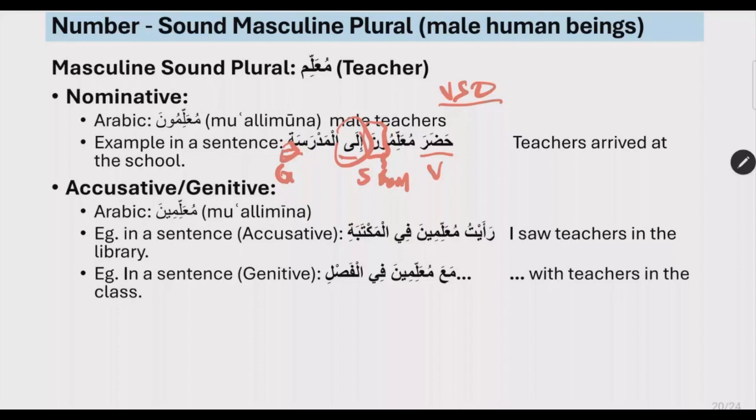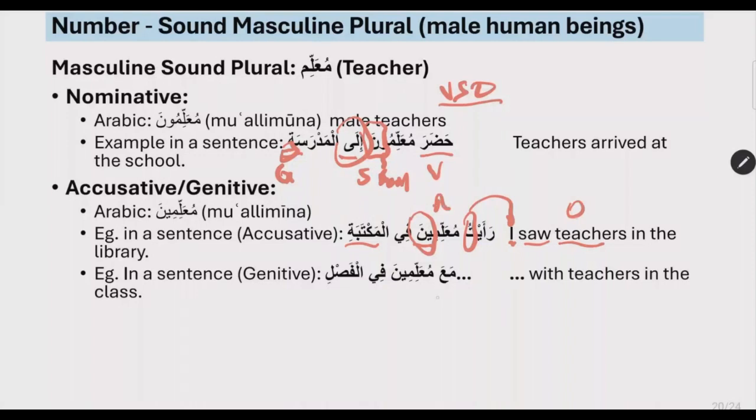Right, now here's another example of how accusative genitive is used, where you have I saw. So the A to the I comes from the two there. I saw. And then because this is the doer of the sentence, the person doing this action, and who did he see? The teachers. So this is the object, and therefore it is ina. Can you see the ina here on the muallimina? So I saw teachers in the library or in the bookshop. Okay, so there's an example of the accusative case here in this example.